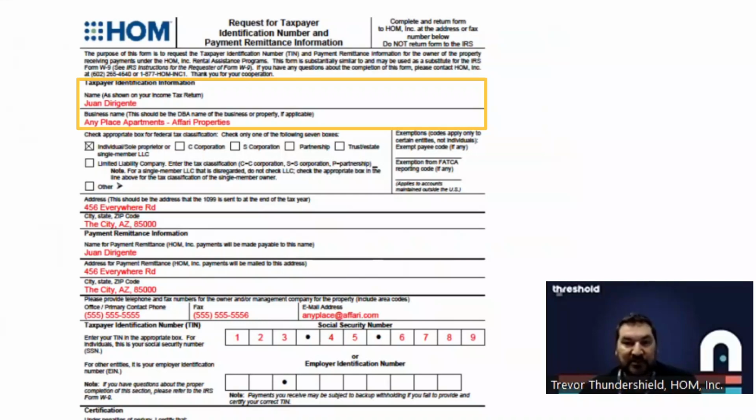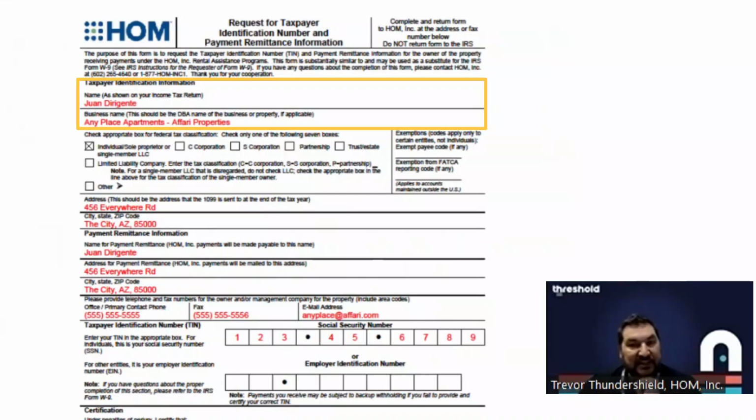We do go in and do an IRS matching on the IRS website just to verify that who we're going to issue the 1099 to actually matches their records. So you'll put your legal entity right there on the first line under name. If you have a different business name that you're operating under, such as an apartment name, you would put that on line 2 or the second line.